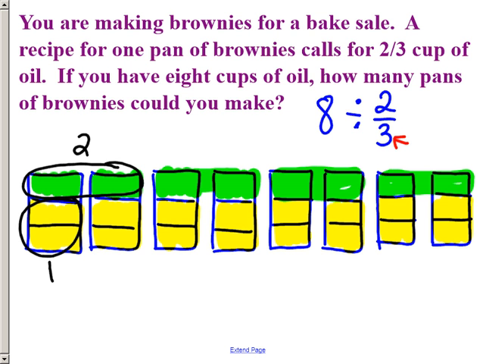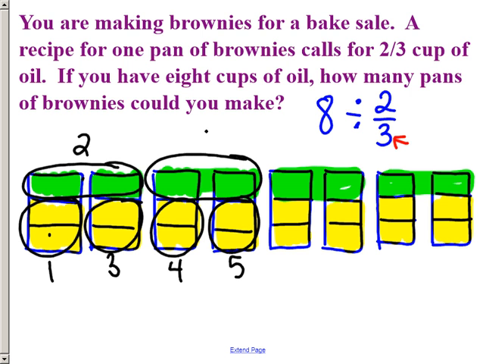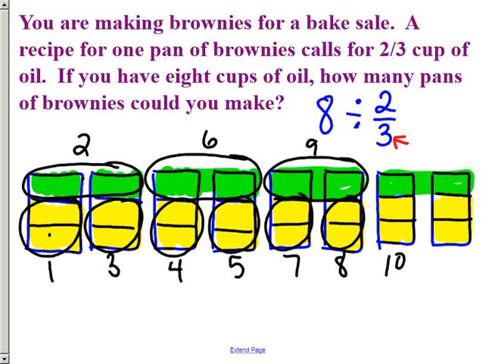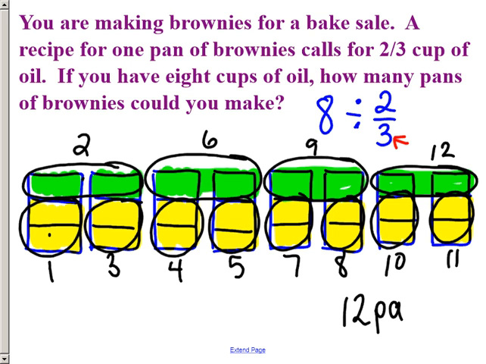So if I go back now and count, I have 1, 2, 3, 4, 5, 6, 7, 8, 9, 10, 11, 12 groups of 2/3. So I'm able to make 12 pans of brownies because I can make 12 groups that are each 2/3 using 8 cups of oil.